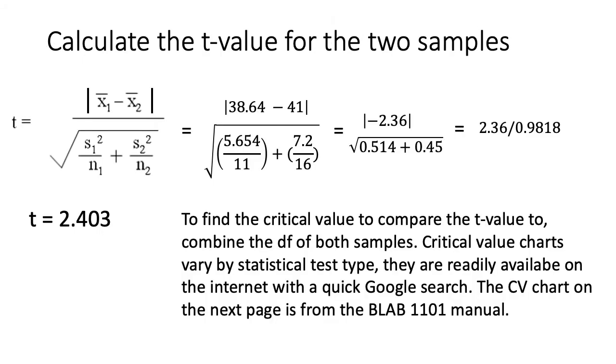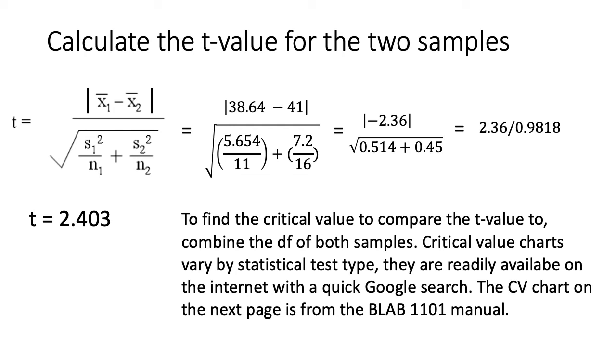will set you up for completing this calculation. So we have the two means. All right, 38.6 minus 41. We have the sample variance. We have the sample size. So for our first population it is 5.6 divided by 11, 7.2 divided by 16. Now remember, these are in parentheses. You do the division first, then you add up the numbers.